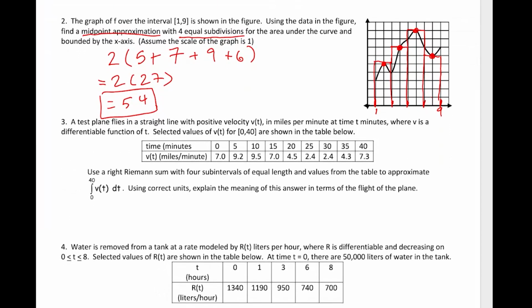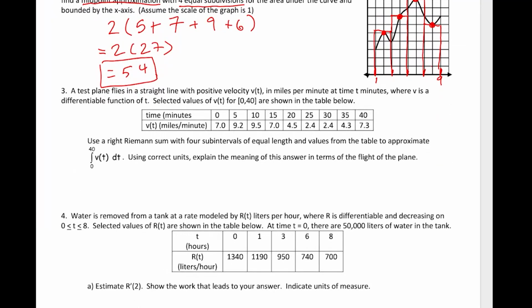Number 3 says a test plane flies in a straight line with positive velocity v(t) in miles per minute at time t minutes, where v is a differentiable function of t. Did I say that right? v is a differentiable function of t. And then we've got some selected values.